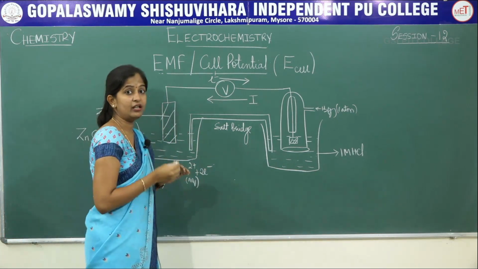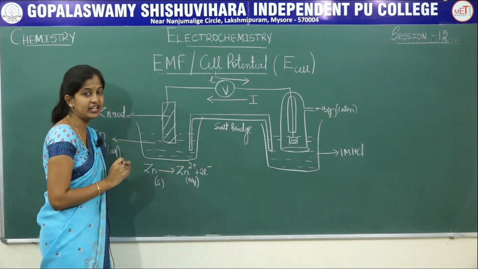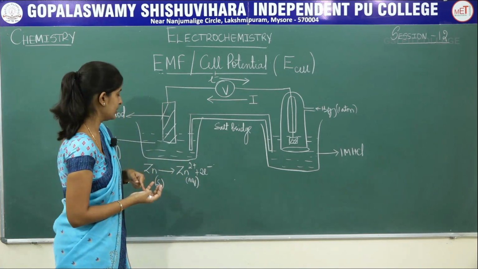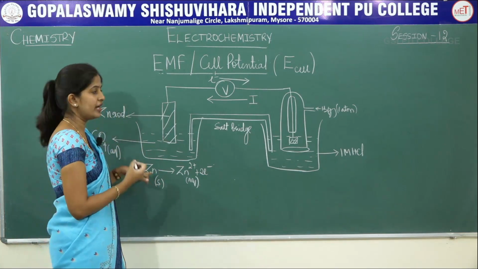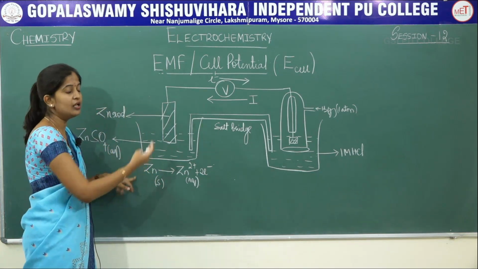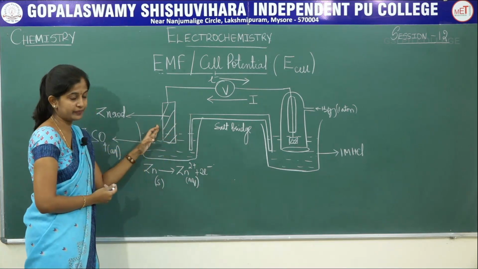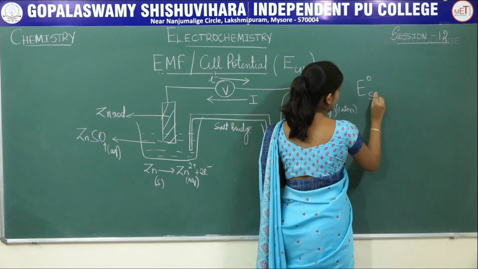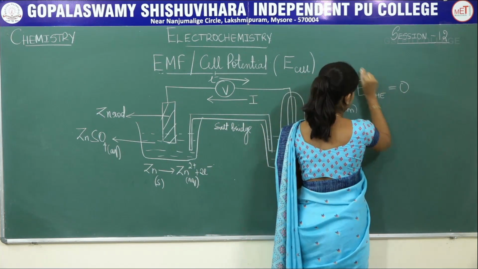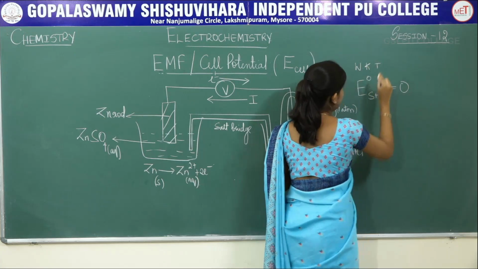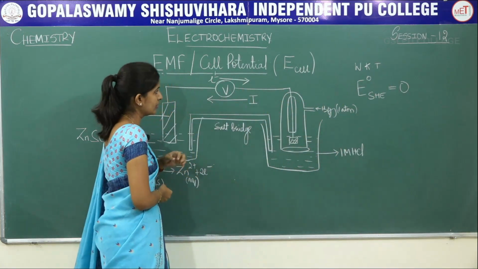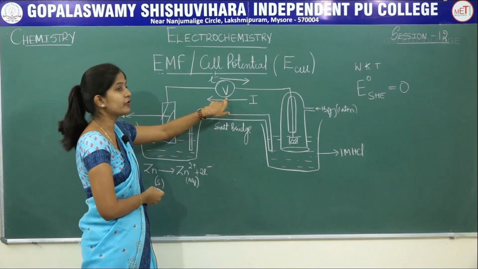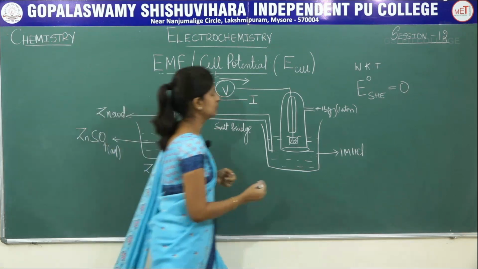So by knowing the direction of flow of current, you can identify whether your half cell is undergoing reduction or oxidation. Since it is undergoing oxidation, we now have to find the electrode potential of the zinc rod. How to find it out? Very simple. We already know that E naught of SHE is 0. You can get the E naught of cell from this voltmeter.